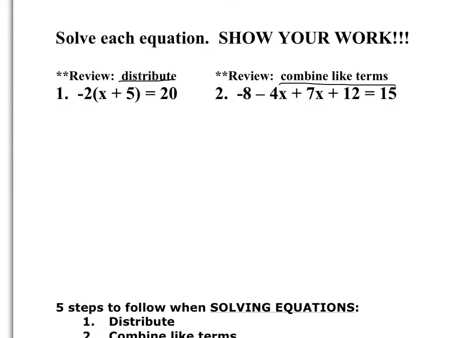Remember, distribute just means to multiply everything on the outside by everything on the inside. So you have minus 2 times x. That of course gives you minus 2x. And then you have minus 2 times positive 5, which is a negative 10. Then you have a two-step equation. You have to undo subtraction with addition.